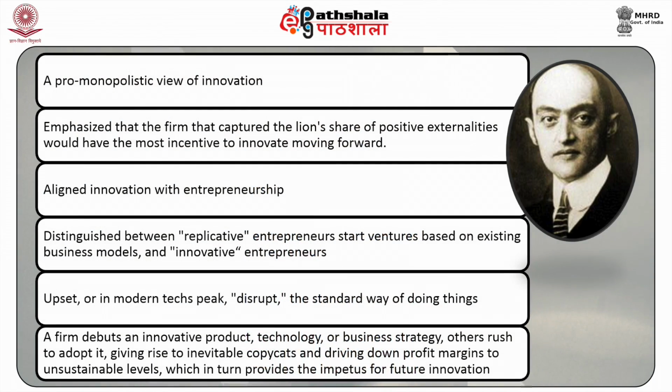The famous economist Schumpeter was the first to propose a pro-monopolistic view of innovation. He emphasized that the firm that captured the lion's share of positive externalities would have the most incentive to innovate moving forward. Schumpeter aligned innovation with entrepreneurship, distinguishing between the replicative entrepreneur, who starts ventures based on existing business models, and the innovative entrepreneur, who upsets or, in modern tech speak, disrupts the standard way of doing things.